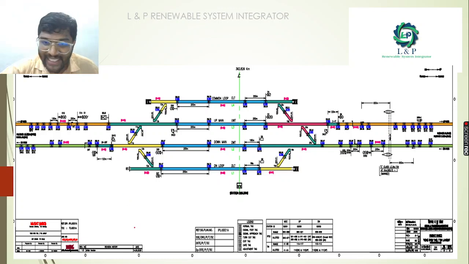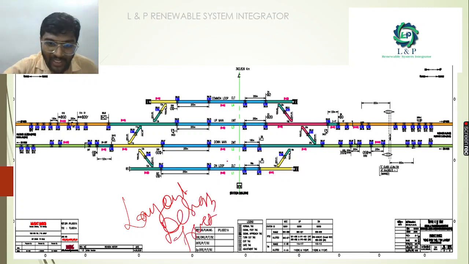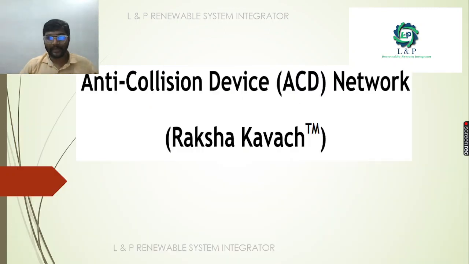Most importantly, the layout design track. As you can see, we have a down loop, we have a down main, we have an up main, we have a common loop, okay. We have a common loop, like this we have so many things.